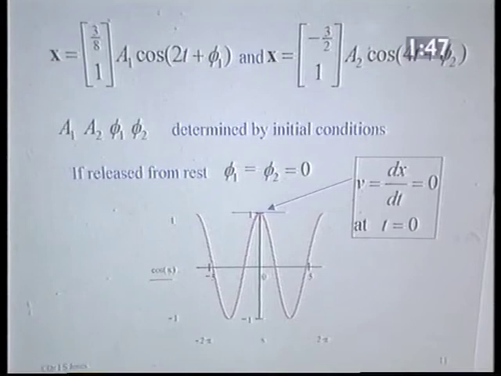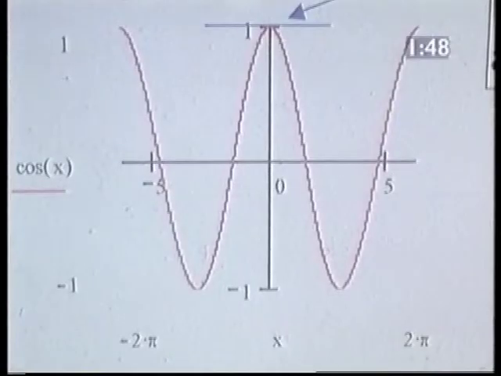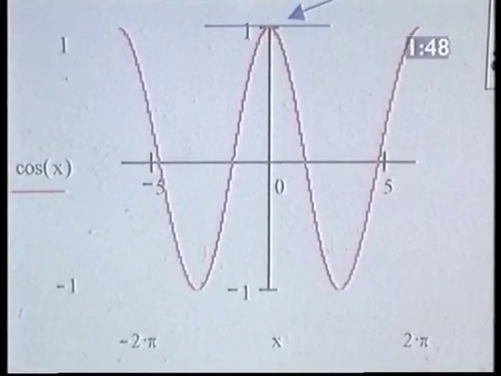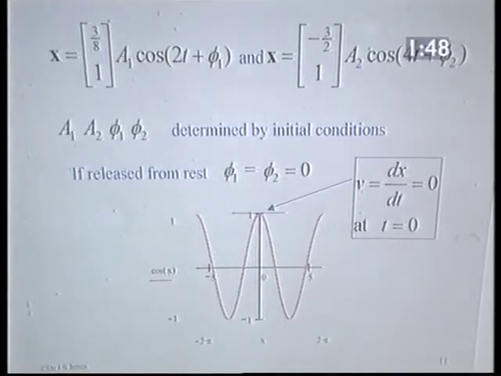pure cosine graph, because for a pure cosine graph, velocity is the gradient of the displacement graph. If that's 0 at time naught, the only sinusoid which has a 0 gradient at t equals naught is the pure cosine graph, not a sine graph or a phase shifted sinusoid. The cosine graph is the only one. And so that means that the phi's must be 0. So I've put in two conditions to get two of the unknowns already.